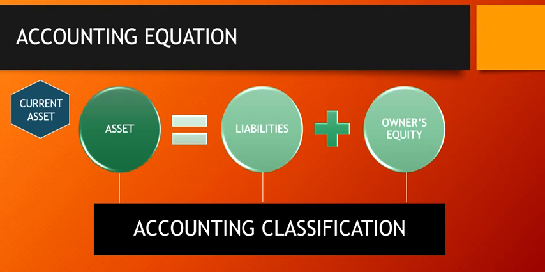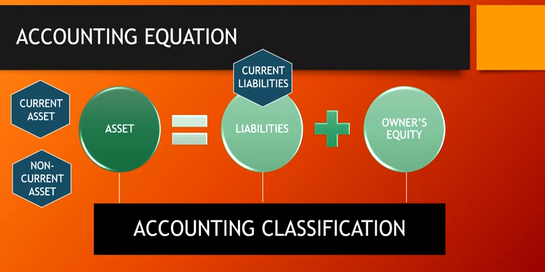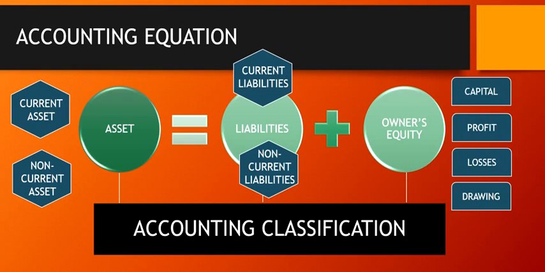So there are two types of asset, which are current asset and non-current asset. Liabilities can also be classified into two categories, that are current liabilities and non-current liabilities. Whereas for owner's equity consists of capital, profit, losses, and drawing. So these are the summarization of chapter 3.